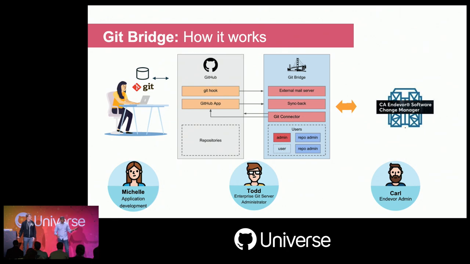So as you can see on this particular chart, we have identified three different personas. Michelle is our new age application developer. Todd is our enterprise Git administrator. He's the one who's responsible for setting up the enterprise GitHub and also the Git bridge and doing the mappings and stuff like that. And we have Carl, who is our backend SCM admin.